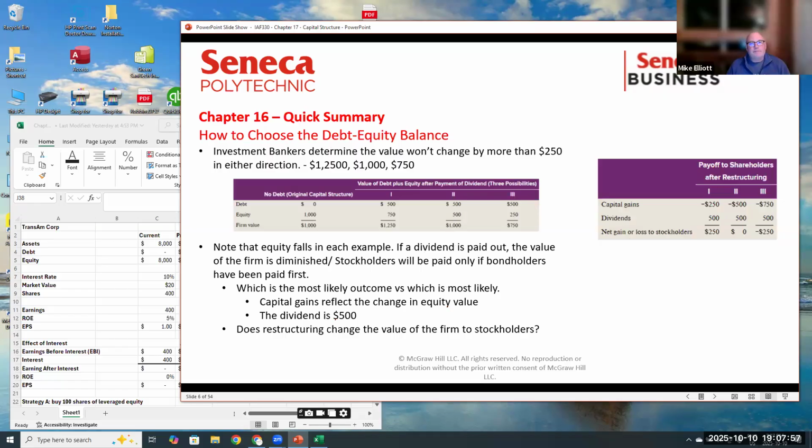What actually happens? Well, we went to investment bankers and said, what's going to happen if we borrow this money? And the investment banker said, you know something, you're probably not going to have a change in value of your company by more than $250 in either direction. So either it goes down to $750, it stays unchanged at $1,000, or it goes up to $1,250. Those are the only possible alternatives. So if we start here with our original capital structure, we have zero debt and $1,000 equity for a total firm value of $1,000. Now we issue $500 in debt. So we get that $500 in debt.